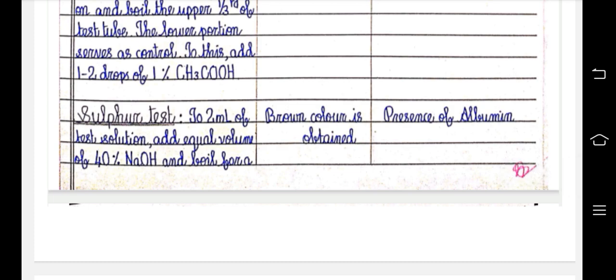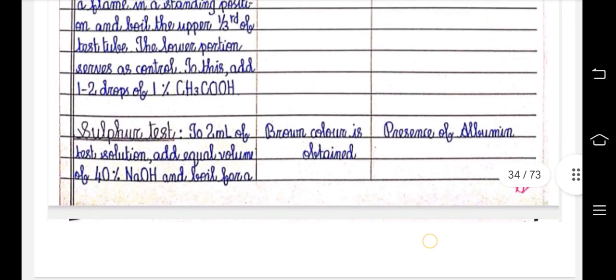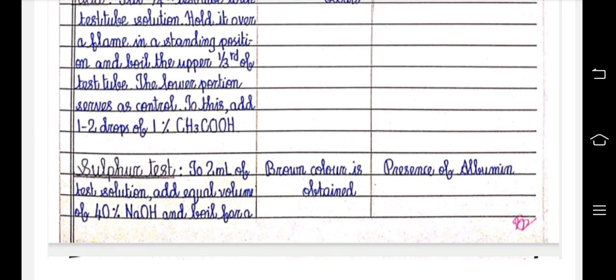Sulfur test. To 2 ml of test solution, add an equal volume of 40% NaOH and boil for a minute. Cool and add 2 to 3 drops of lead acetate. Mix well. Brown color is obtained, indicating the presence of albumin.